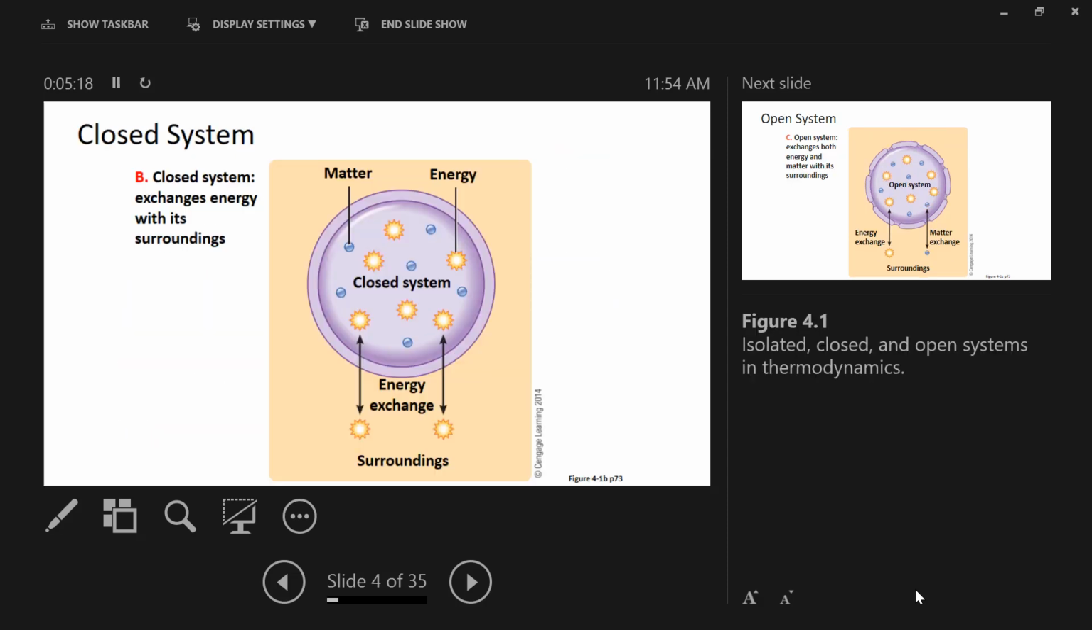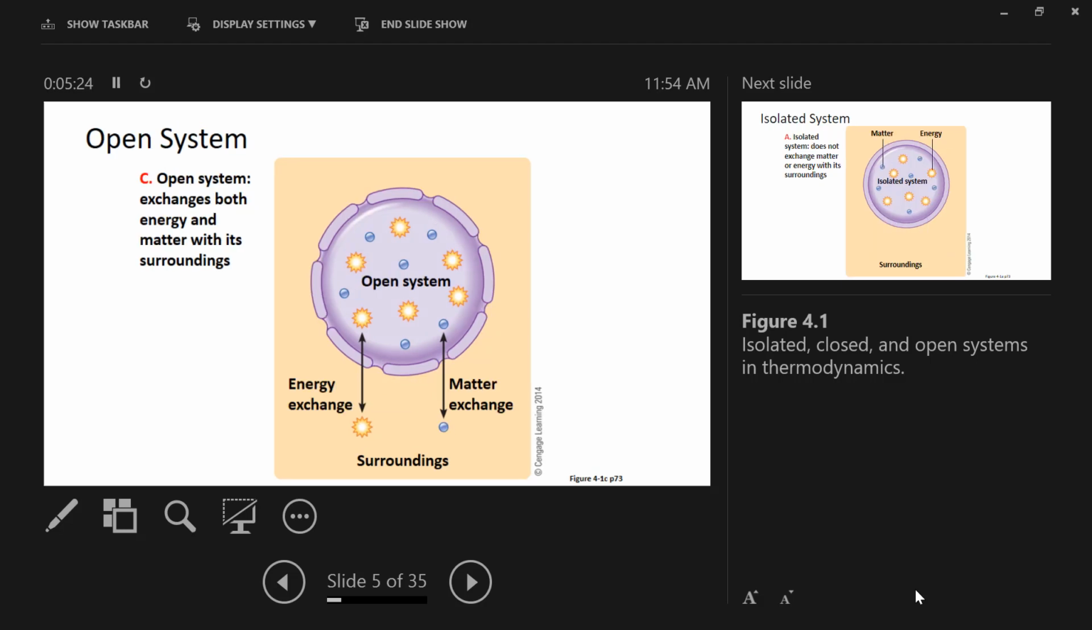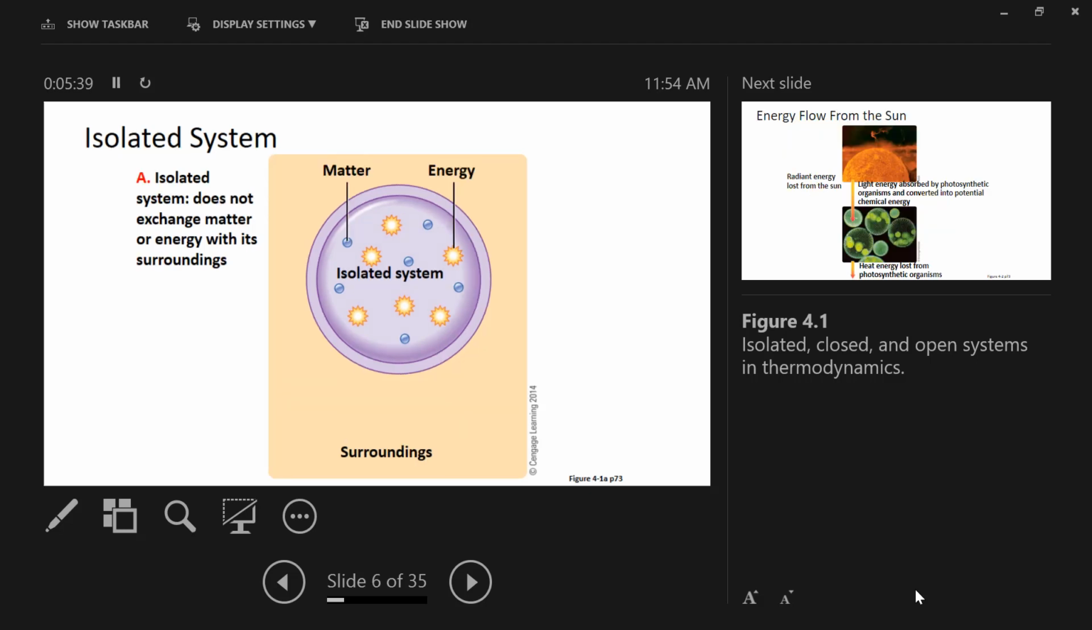So here's a closed system. Energy can still transfer between the system and the surroundings, but matter cannot. Here's an open system. And again, this is what we're going to deal with in this class, open systems. You are an open system. Every cell in your body is an open system, exchanging both matter and energy. And then here's an isolated system where neither energy nor matter are exchanged.